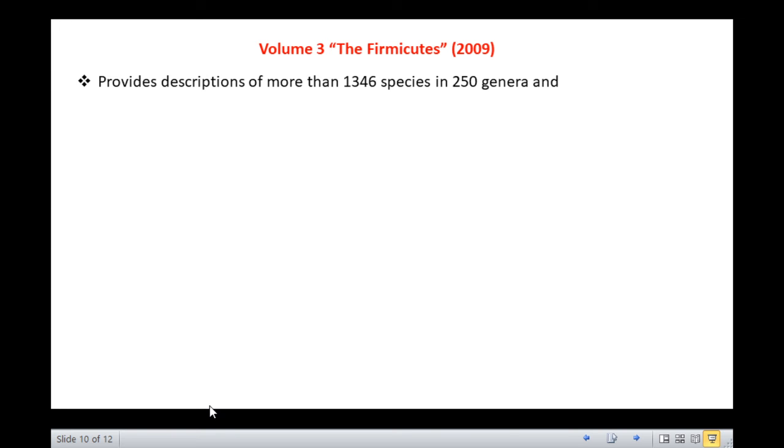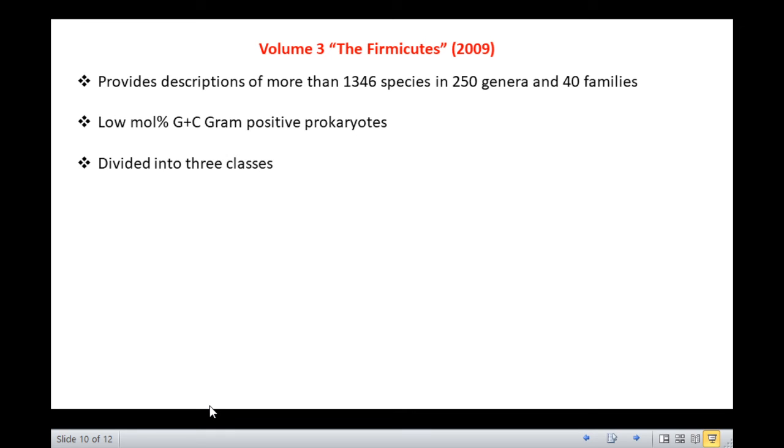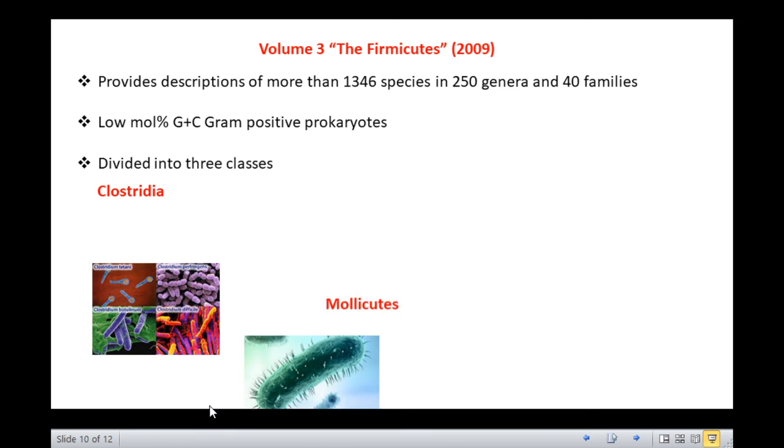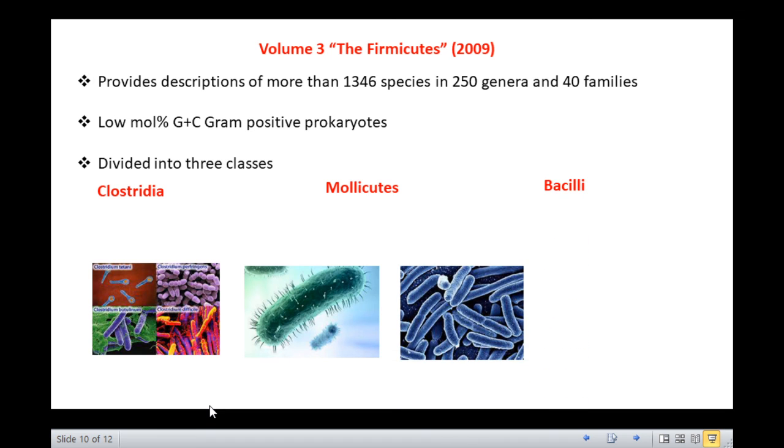The third volume is the Firmicutes, published in the year 2009. In addition to a revised taxonomic outline for this phylum, this volume provides descriptions of more than 1,346 species in 250 genera and 40 families belonging to the phylum Firmicutes, or the low GC content gram-positive prokaryotes, mainly divided into three classes: Clostridia, Mollicutes, and Bacilli.